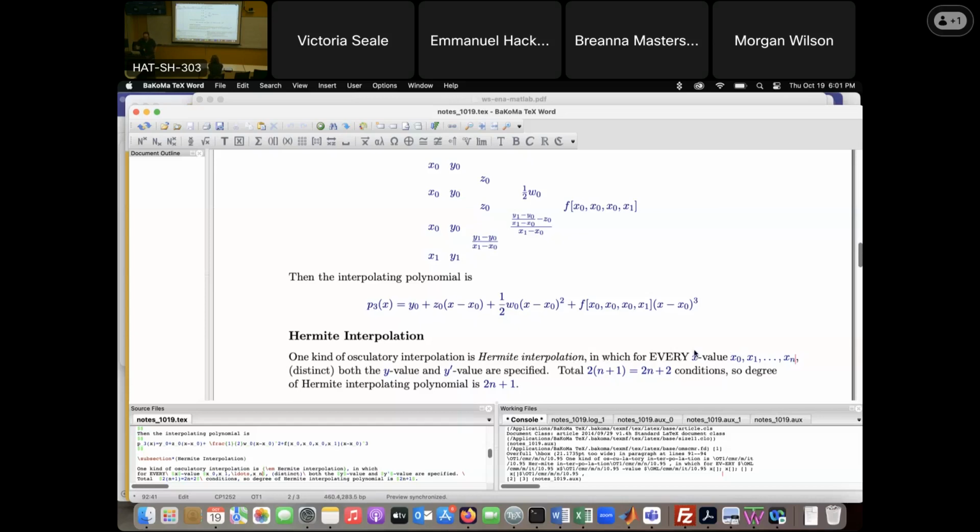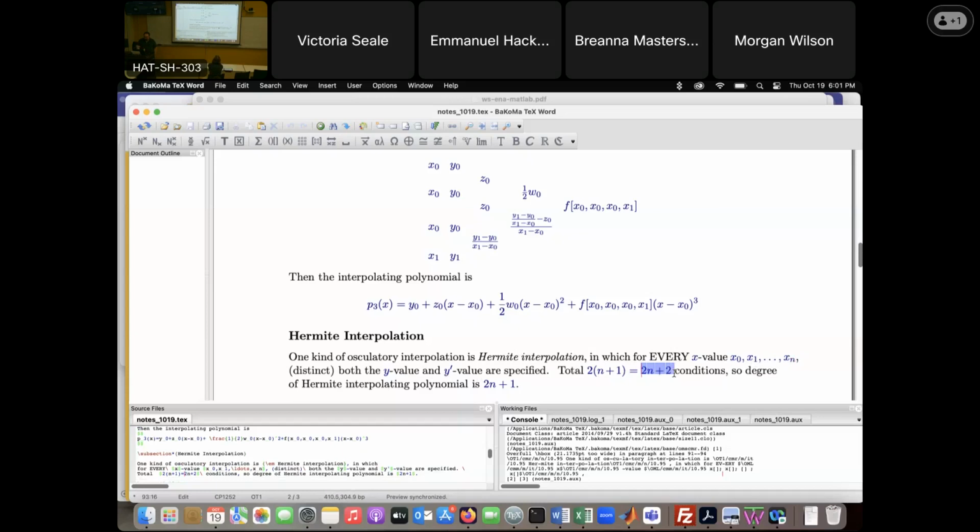So if your distinct x values are x naught, x1 up to xn, so you have n plus 1 distinct x values for your interpolation points. And at each one of these points, you impose two conditions, matching y and y prime. So you end up with a total of 2n plus 2 conditions that the interpolating polynomial must satisfy. So the Hermite interpolating polynomial will have, if you have these n plus 1 points, a degree of 2n plus 1.